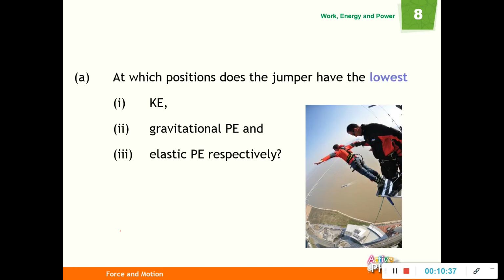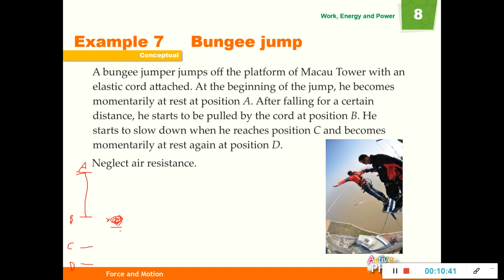And EPE is the lowest one. Of course, should be A, because the string doesn't have any extension. B also, but after B, look at the question, the jumper starts to be pulled by the cord at position B. So it means that from B to C and to D, the string is under tension.